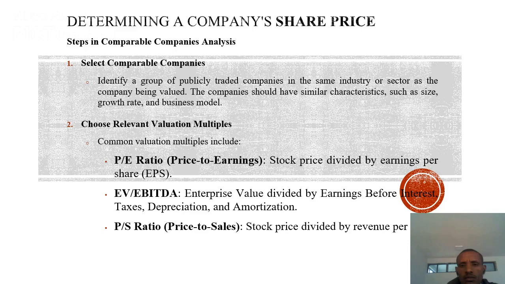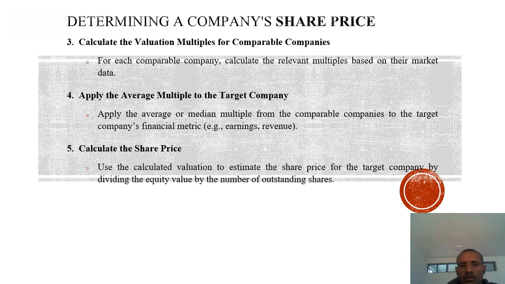Steps in comparable companies analysis include selecting comparable companies, choosing relevant valuation multiples, calculating the valuation multiples for comparable companies, applying the average multiple to the target company, and calculating the share price. Select a group of publicly traded companies in the same industry or sector as the company being valued. The companies should have similar characteristics, such as size, growth rate, and business model.